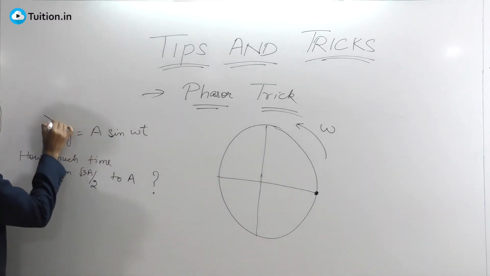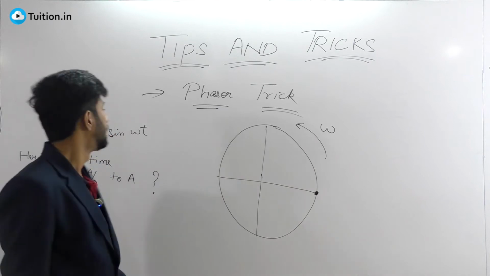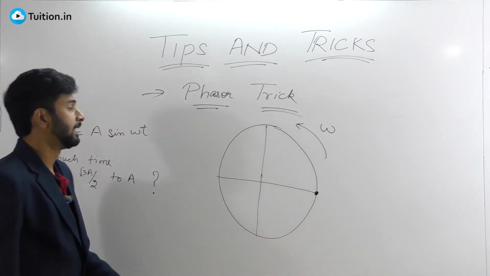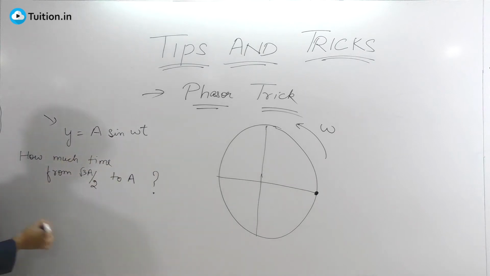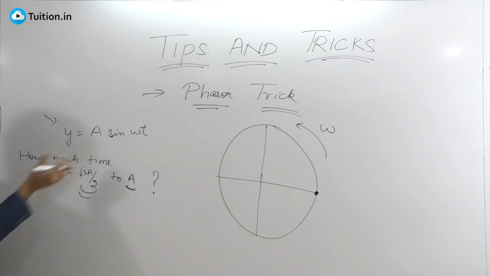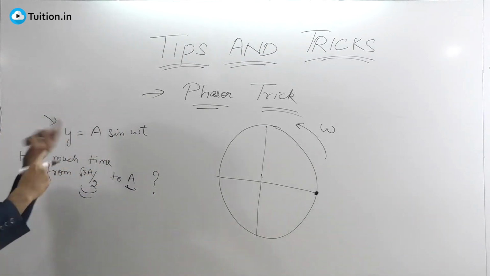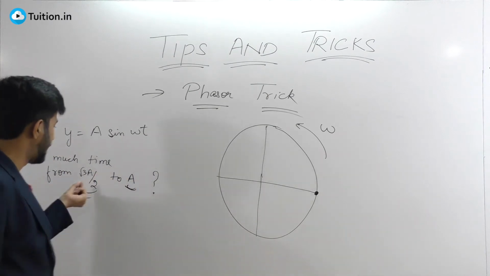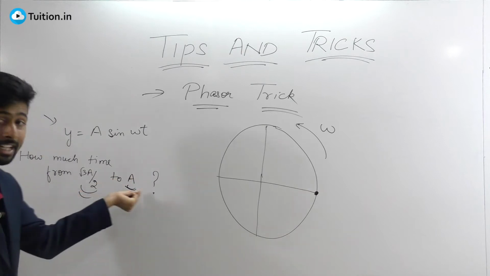Let's look at a very simple problem to understand how phasors work. So y equals a sin omega t is the equation of your SHM, right? And if I ask you how much time your particle takes to go from root 3a by 2 to a, what will your answer be? You'll take root 3a by 2, take sine inverse, get the value of time, then take a, take sine inverse, get the value of time, and subtract those two times to get the time taken to cover this displacement from root 3a by 2 to a.